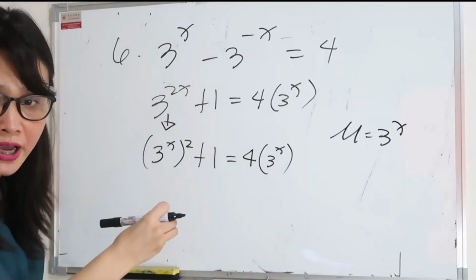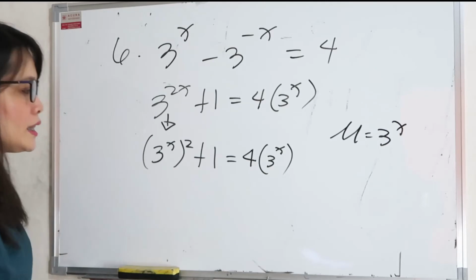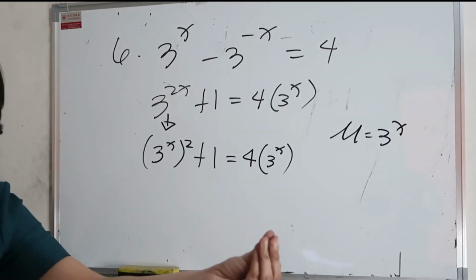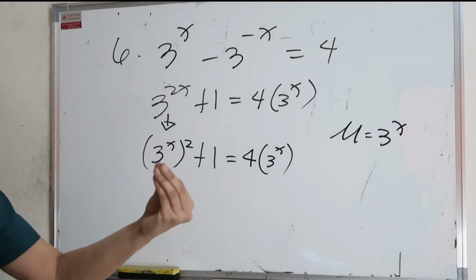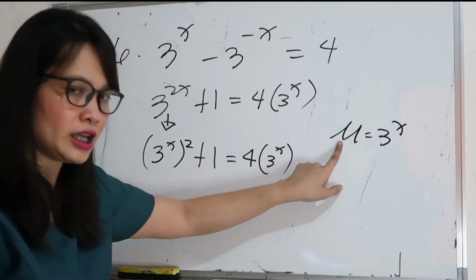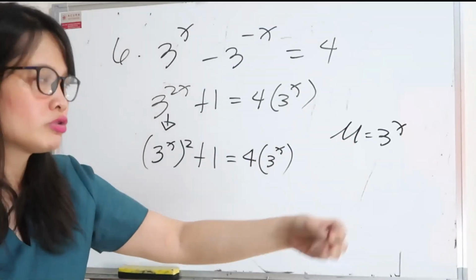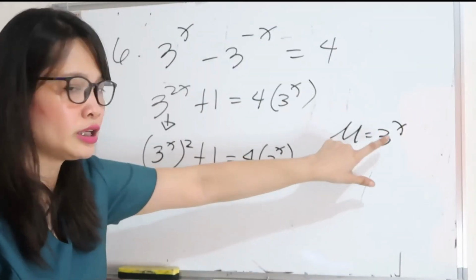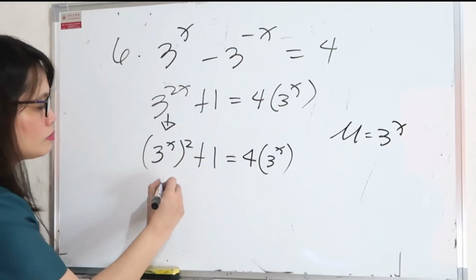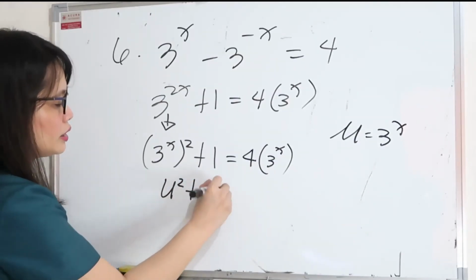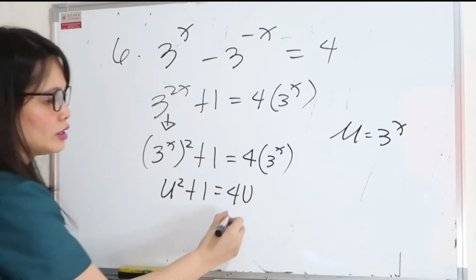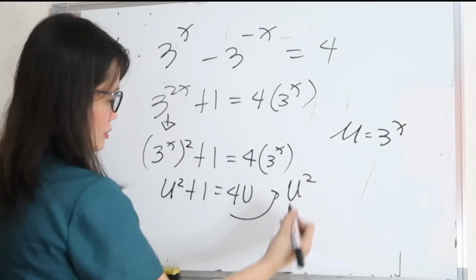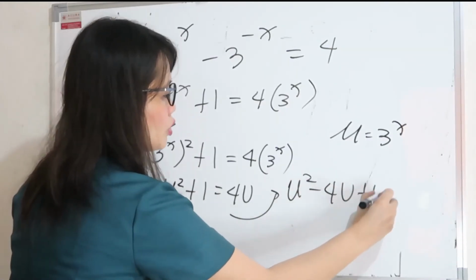So to simplify it, we can equate 3 raised to x to a particular variable. Let's say we choose u. So if u is equal to 3 raised to x, you substitute. So that will become u squared plus 1 equals 4u. So that will become u squared minus 4u plus 1 equals 0.